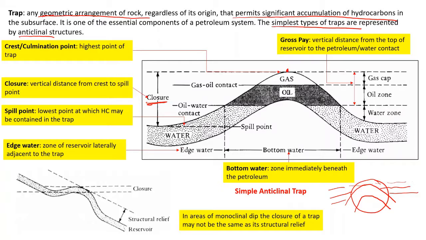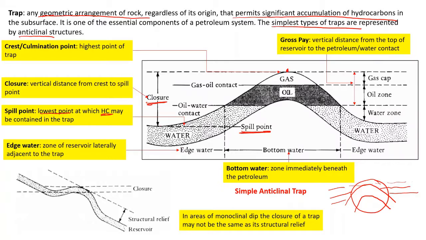And what is the spill point? It is the lowest point at which hydrocarbon may be contained in the trap. So in this structure, the hydrocarbon or that fluid may not be held beyond this point. Meaning, below this you cannot find hydrocarbon. That is called the spill point. So the vertical distance between the crest and the spill point is called closure.